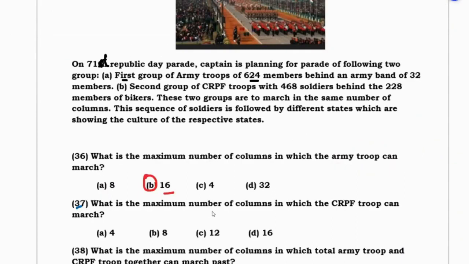37th question: what is the maximum number of columns in which the CRPF troops can march? To find this, we have to take the HCF of 468 and 228. The HCF of 468 and 228 is 12. The correct option for the 37th question is C.